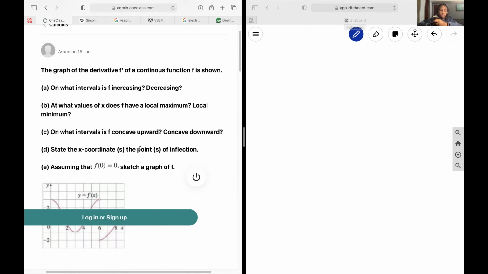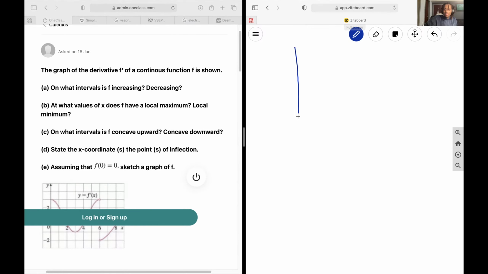Okay, so the graph of the derivative of a continuous function is shown. On what intervals is f increasing and decreasing? At what values does f have a local maximum, local minimum? On what intervals is f concave upward or concave downward? And state the x coordinates of any points of inflection, and lastly sketch the graph of f.